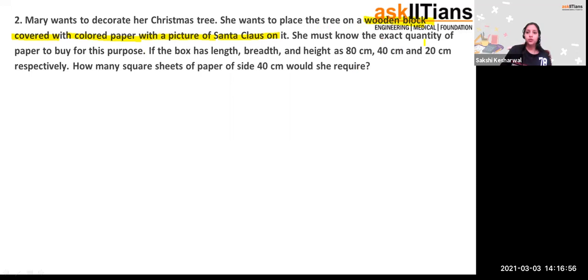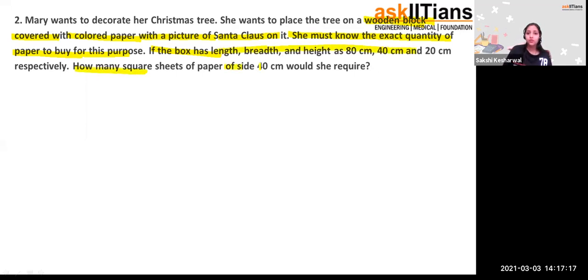So she must know the exact quantity of the paper that she has to buy for this purpose. If the box has length and breadth mentioned, then it's a cuboid, right? Sometimes you place a Christmas tree in a sort of cylindrical form, right? Length, breadth, and height are given respectively.